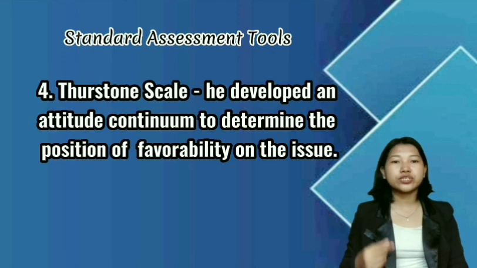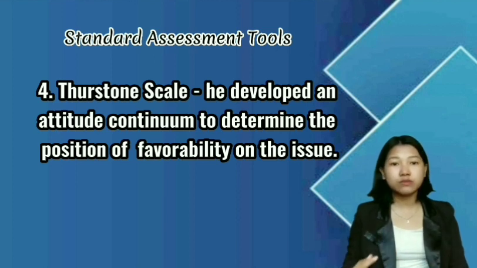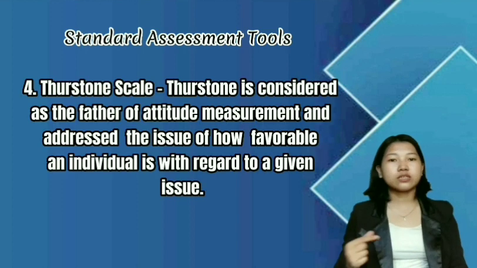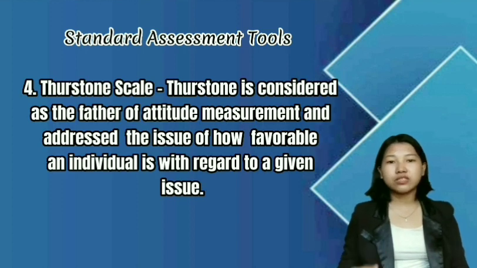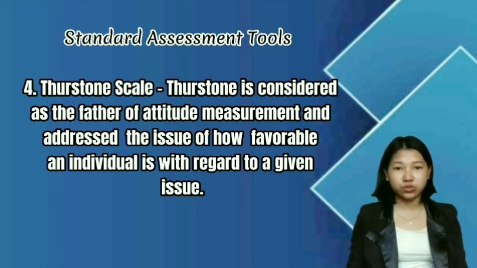Number 4 is the Thurstone scale. He developed an attitude continuum to determine the position of favorability on the issue. Thurstone is considered the father of attitude measurement and addressed the issue of how favorable an individual is with regard to a given issue.